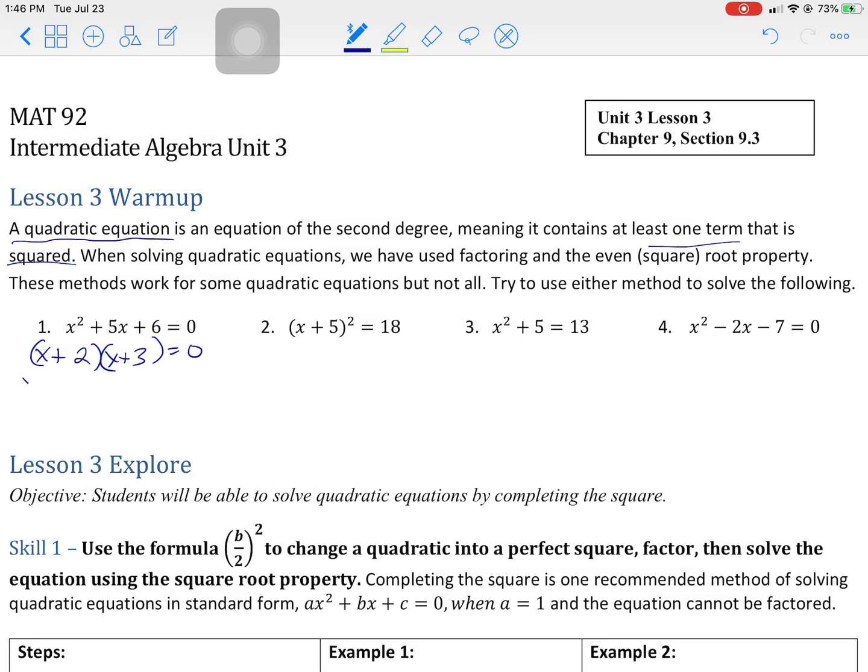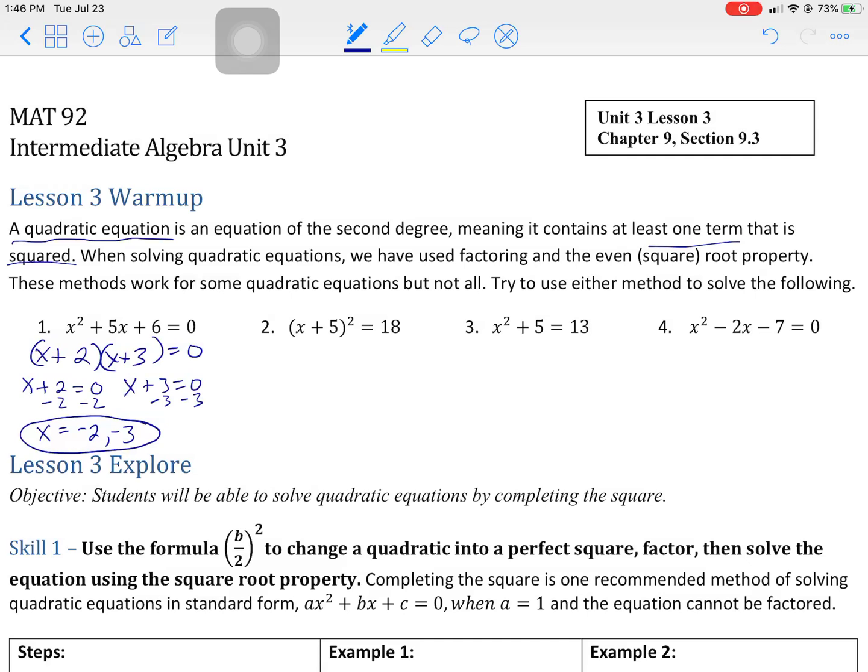Then use the zero product property that says you set the factors equal to 0 because one of them has to equal 0. Solve for x, so x equals -2 or -3. So 2 solutions for that one. So that's by factoring. This one is set up to use the square root property, so don't FOIL it out.